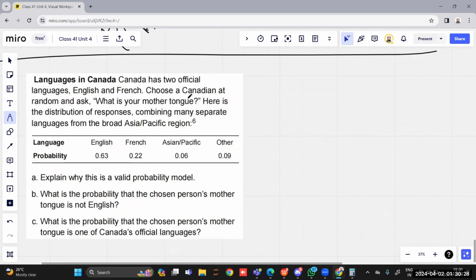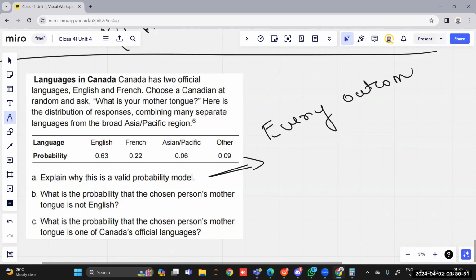Have you got the answer? Yes, you tell me the answer. Come on. First one. Let me read the question first. Let me dance. Is it a valid probability model? Yes or no?